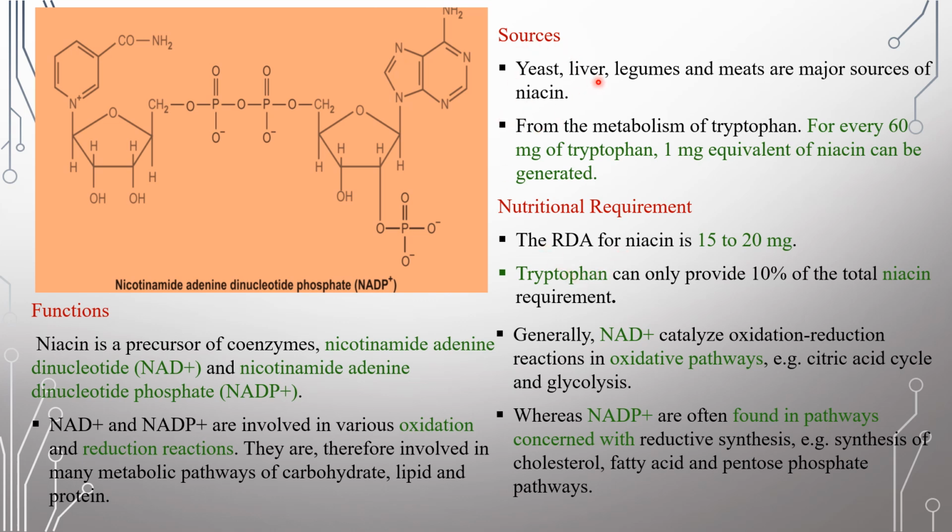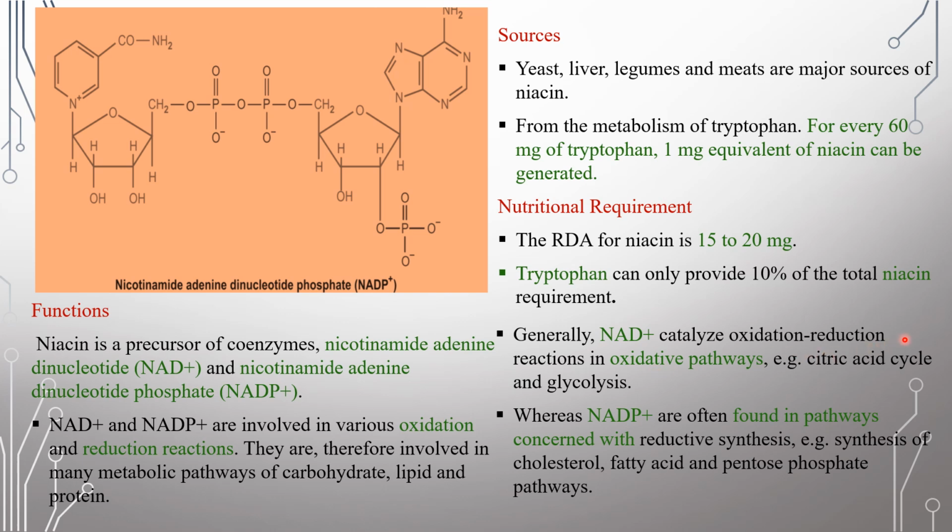So the sources are yeast, liver, legumes and meat, which are the major sources, and it is also derived from tryptophan. For every 60 milligrams of tryptophan, 1 milligram equivalent of niacin can be generated. So a huge amount of tryptophan is required, meaning only about 10% of niacin is generated from the tryptophan. The nutritional requirement is 15 to 20 milligrams per day.